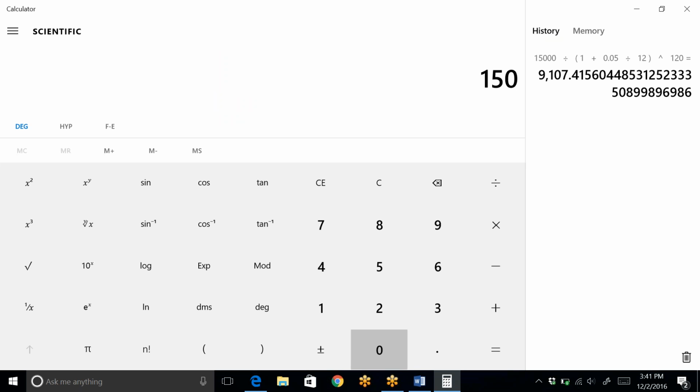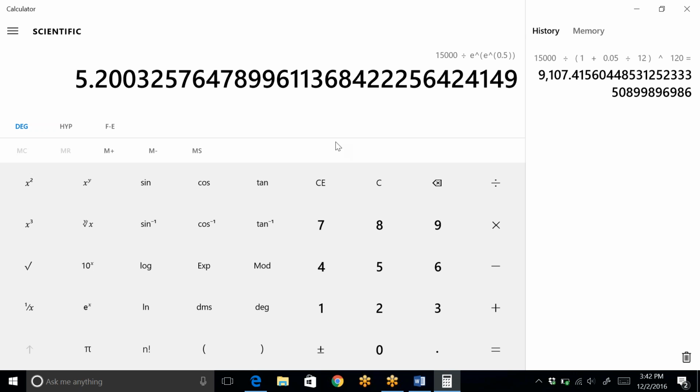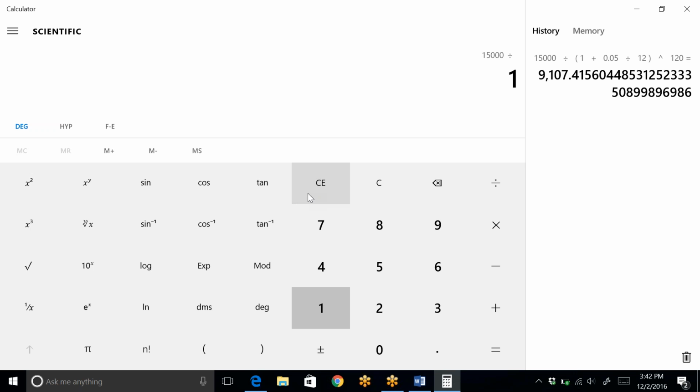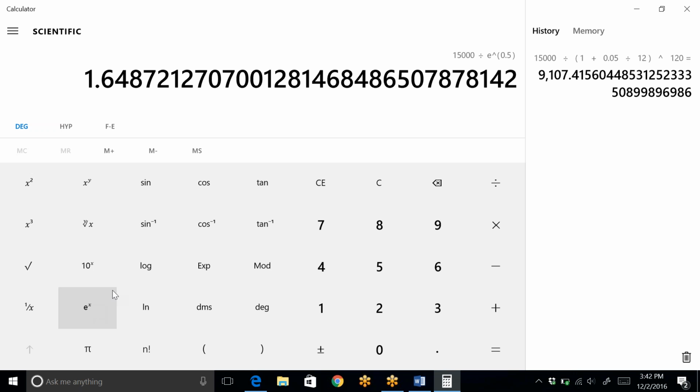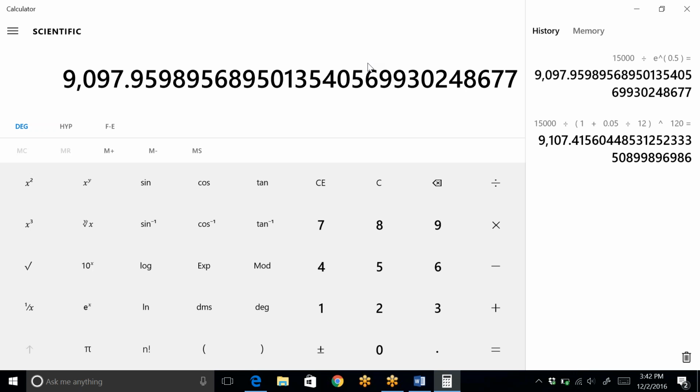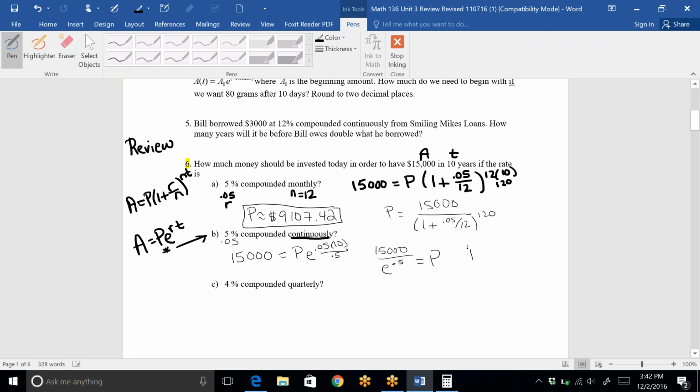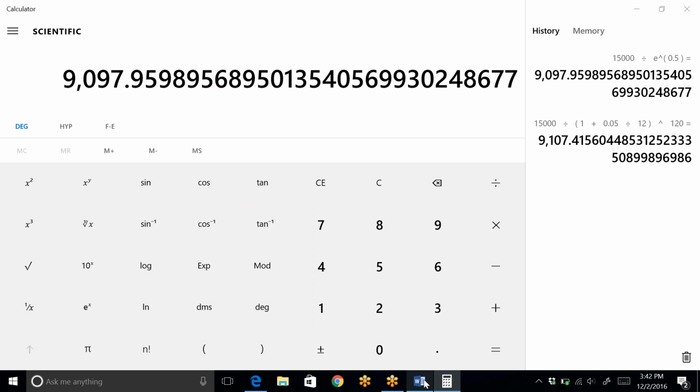So 15,000 divided by, and I believe on mine I have to enter the exponent first. This is not typical. Most calculators will let you enter in. Oh, it didn't like that. It did it twice. So 15,000 divided by, clear it out. 15,000 divided by E to the 0.5 and hopefully just E once. Yeah. And then hit enter and 9,097.96. So P is approximately 9,097.96.